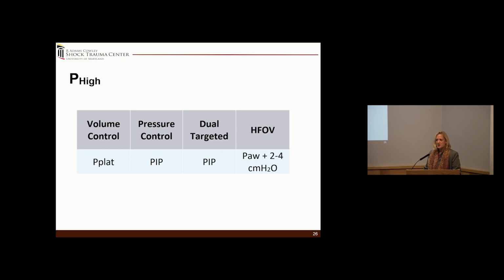So if you're transitioning from a conventional mode, if you're on pure volume control, you can use the P-plat, okay? If you're on pressure control, you would use your inspiratory pressure. If you're on a dual targeted mode, suffice to say there's no plateau phase, and usually you just see a peak pressure, like on PRVC or AutoFlow, you're going to use the peak pressure as well. And then if you're transitioning from high frequency, you use the mean airway pressure plus 2 to 4 centimeters.